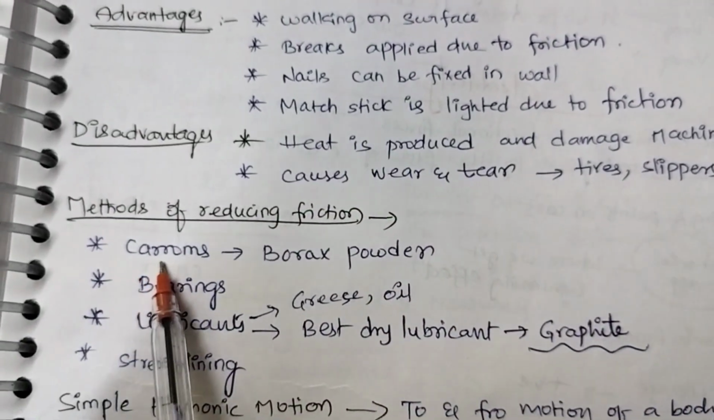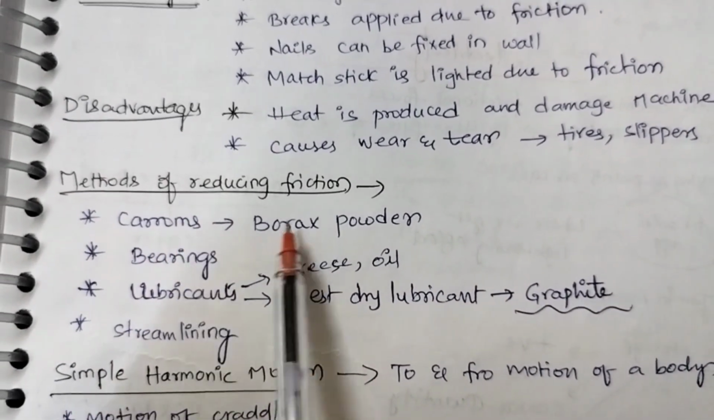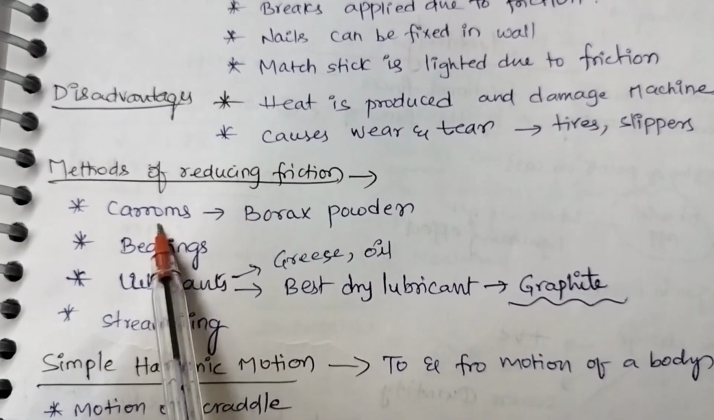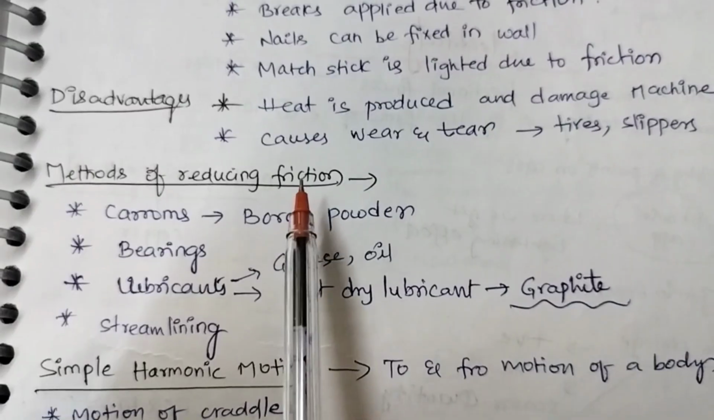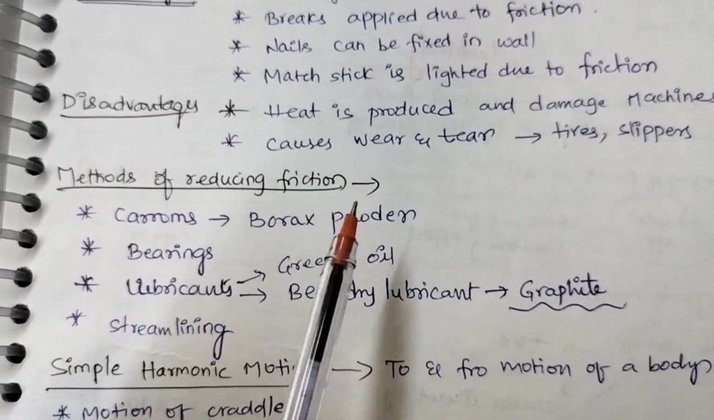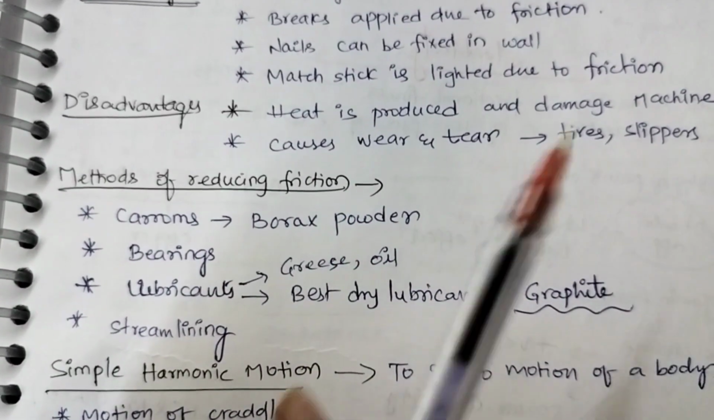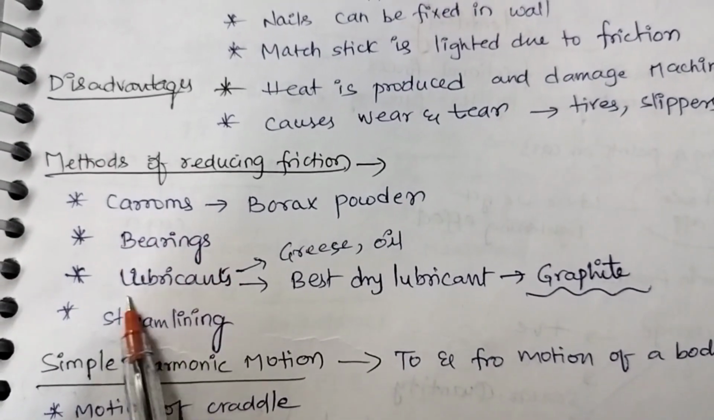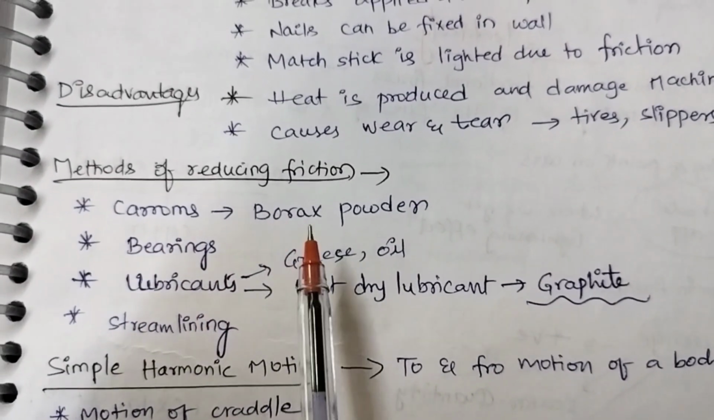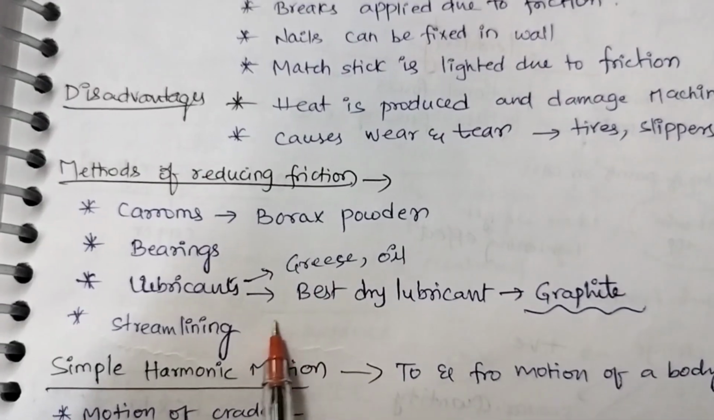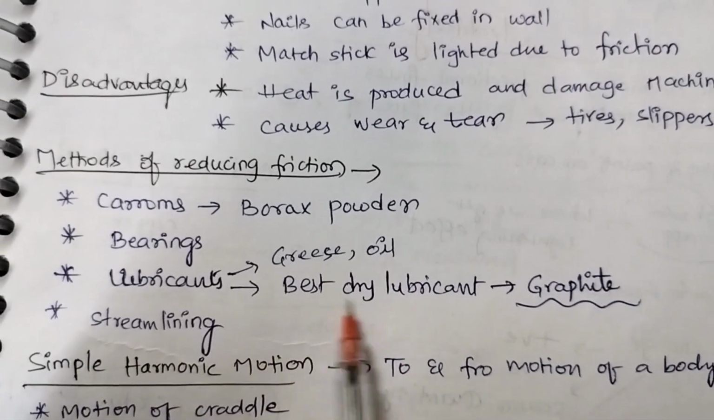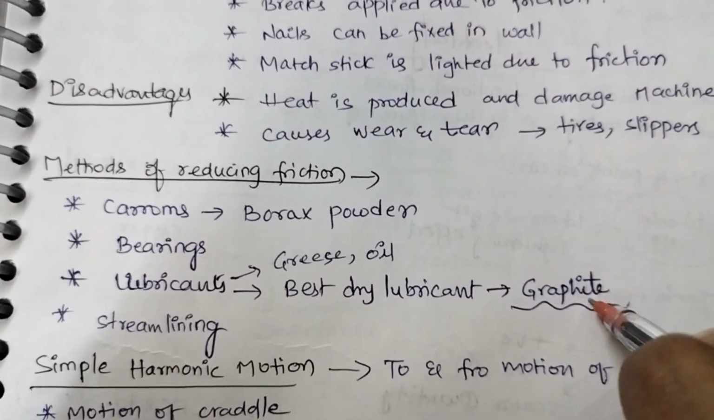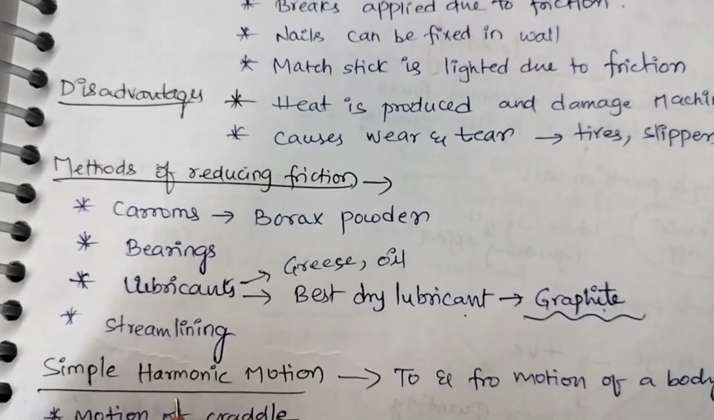What are the methods of reducing friction? Borax powder. In case of carroms, we use borax powder to reduce the friction so that the coin reaches the hole smoothly. In case of bearings, by using lubricants also we can reduce the friction. Grease, oil. The best dry lubricant is graphite. Graphite is the best dry lubricant.